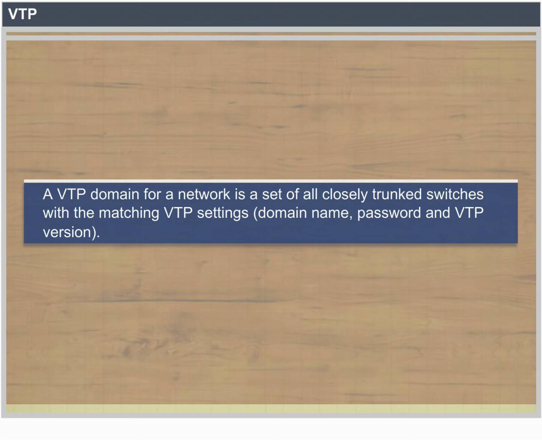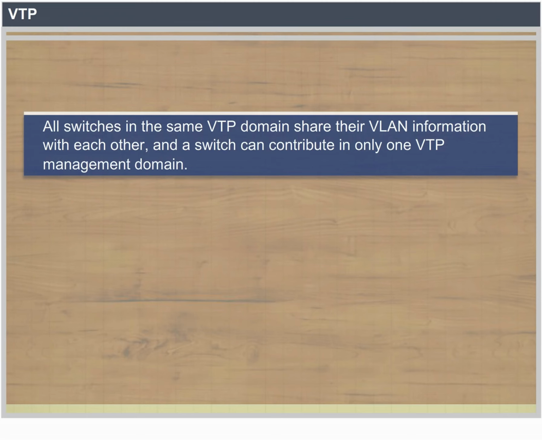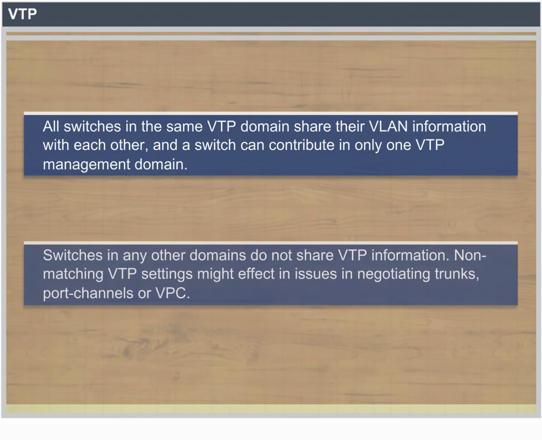All switches in the same VTP domain share their VLAN information with each other, and a switch can participate in only one VTP management domain. Switches in different domains do not share VTP information. Non-matching VTP settings might result in issues in negotiating trunks, port channels, or vPC.